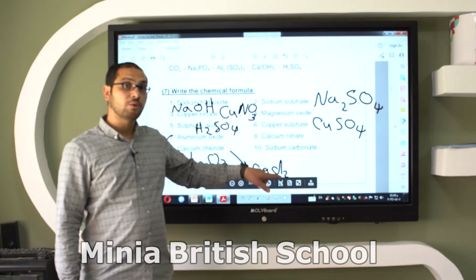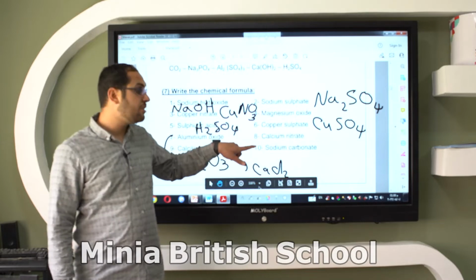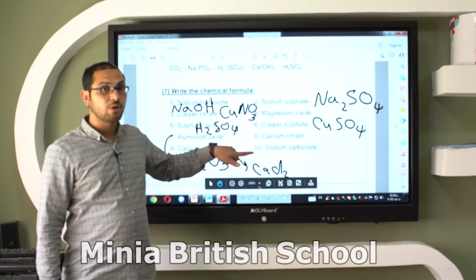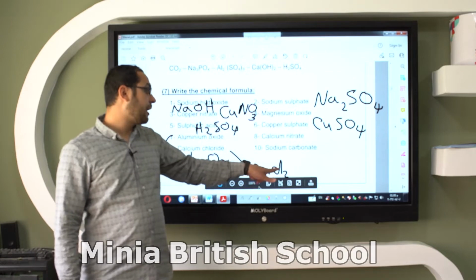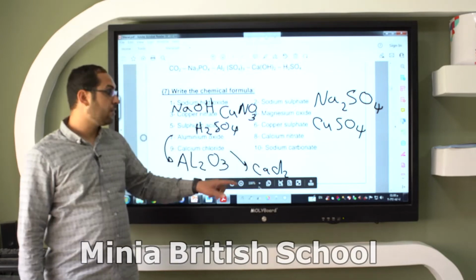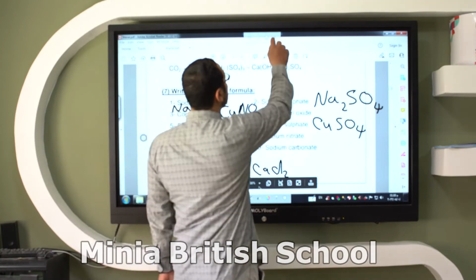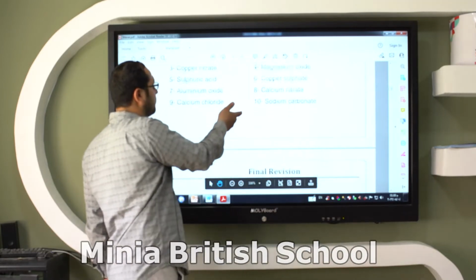Why do we put 2 here? Because the valency of calcium is 2, okay? And here the valency of chlorine is 1. Okay, this is about the chemical formula.